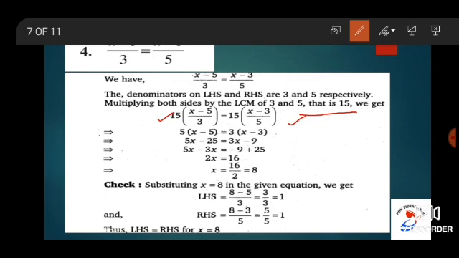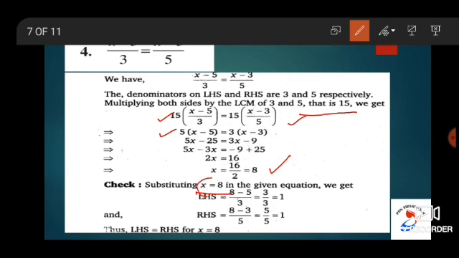That is nothing but, on solving this in the next step, 5 into x minus 5 is equal to 3 into x minus 3. That is nothing but 5x minus 25 is equal to 3x minus 9. That is 5x minus 3x is equal to minus 9 plus 25. That is equal to 2x is equal to 16. On solving this, the value for x is 8. Now we have solved the problem. Now we need to check the result.